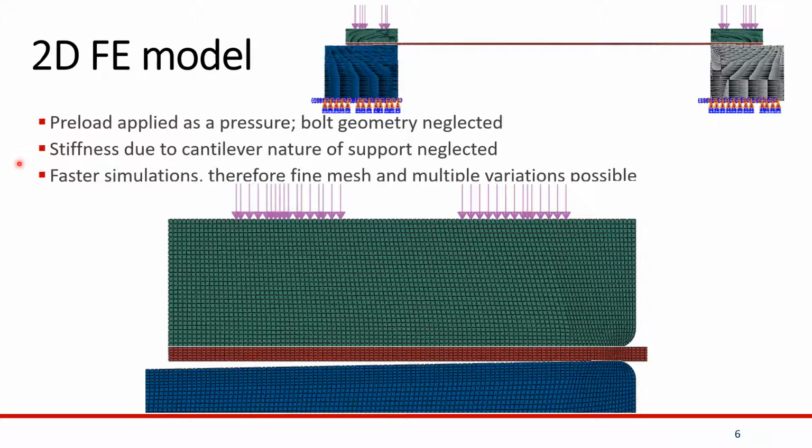The panel is modeled as flat, and the preload step causes it to bend. The contact is defined between the surfaces using Coulomb friction. Now we're assuming here that the cantilever stiffness is high enough for the support to behave rigidly at the bottom. This is why the stiffness due to the cantilever nature of the support is neglected. We'll show later that it can be proved to hold true using the 3D model. This model also allows for a much finer mesh at the contact region, as seen in the figure here, to better capture microslip behavior, that is, slips occurring due to friction.